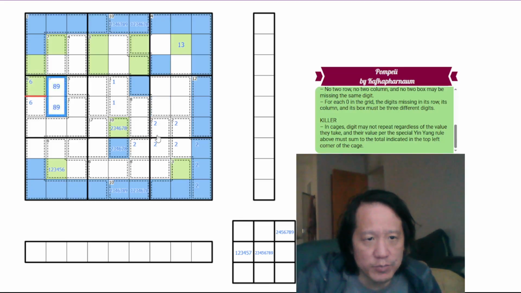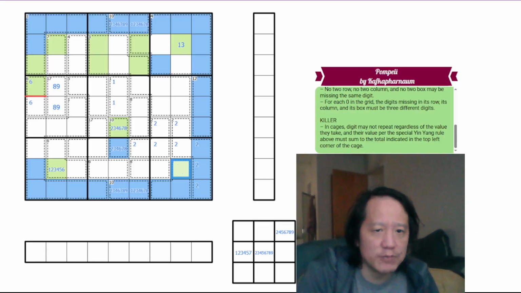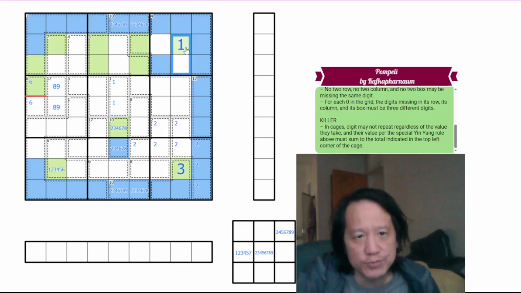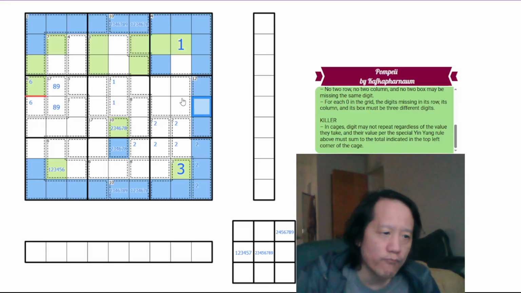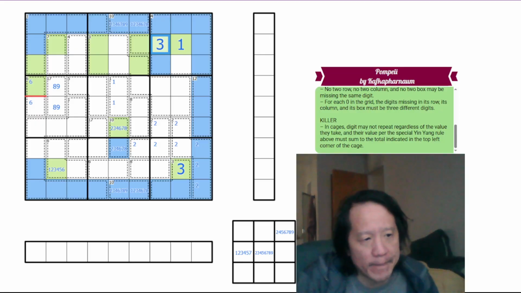We don't know what that would be. We don't know what this would be. So this would again be 3. This would be 1. This couldn't be 1, 3 this way. Therefore, this would have to be green, green. Seems fine. 1, 3.